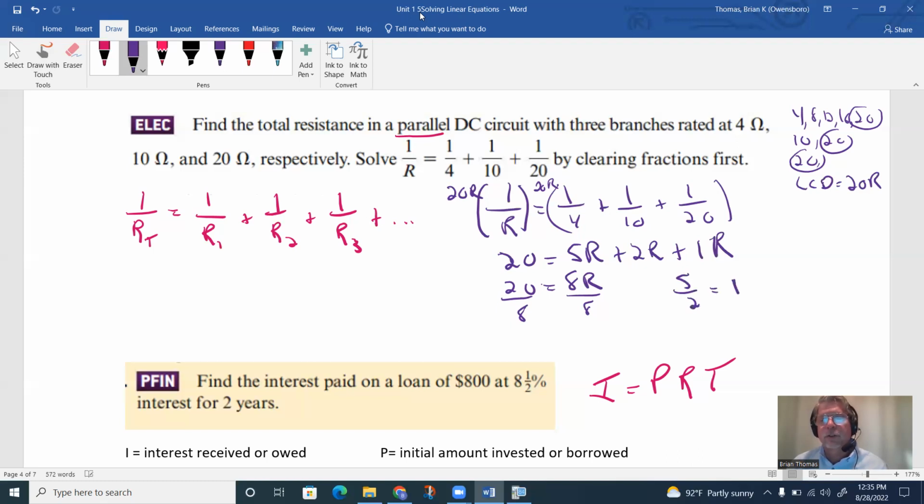So the total resistance is going to be 5 halves. So that's going to be 5 halves ohms. So that would be our solution to this problem.